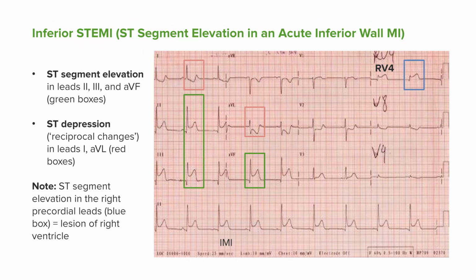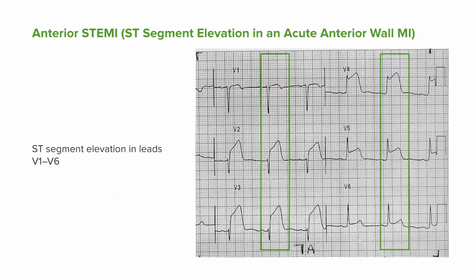So in an inferior STEMI, there is ST segment elevation in leads 2, 3, and AVF. We can see ST segment elevations over here, and there is depression in lead 1 and AVL also. The opposite leads will have an opposite effect. Now when we see an anterior wall MI, we can see ST elevations in leads V2, V3, V5, V6. So the inferior leads are not elevated there, but we will have depression in leads 2, 3, AVF.